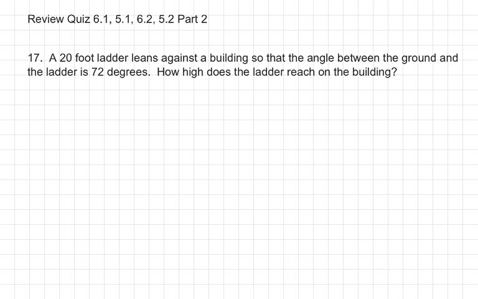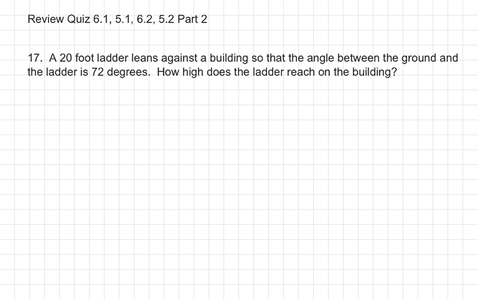This is part 2 of the review for sections 6.1, 5.1, 6.2, and 5.2. Number 17. A 20-foot ladder leans against a building so that the angle between the ground and the ladder is 72 degrees. How high does the ladder reach on the building?